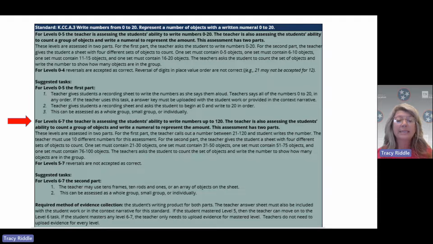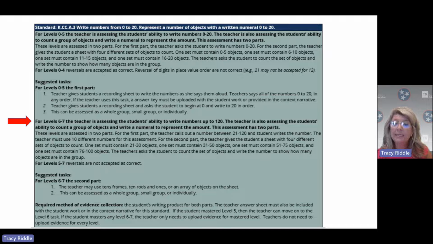In first grade, the teacher is assessing the student's ability to write numbers up to 120. They are also assessing the student's ability to count a group of objects and write that number to represent the amount. This assessment also has two parts. For the first part, the teacher will call out any number between 21 and 120, and the student writes that number. The teacher must use 10 different numbers.